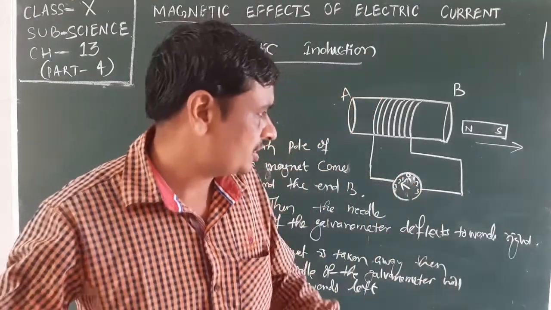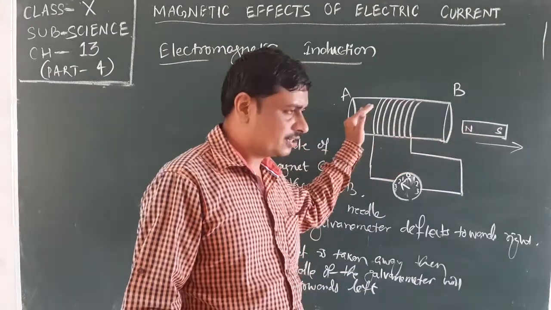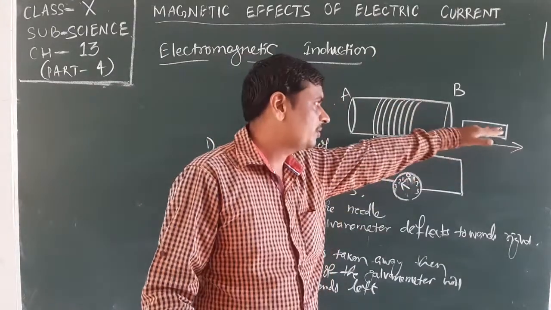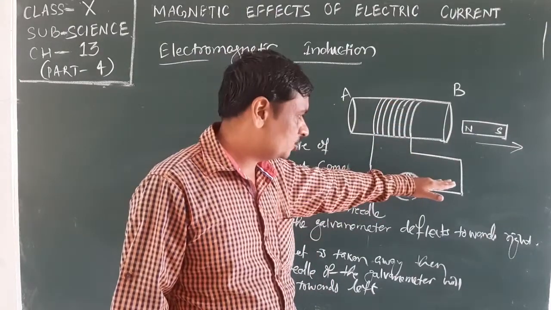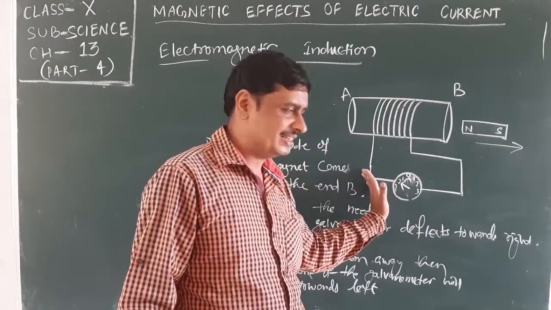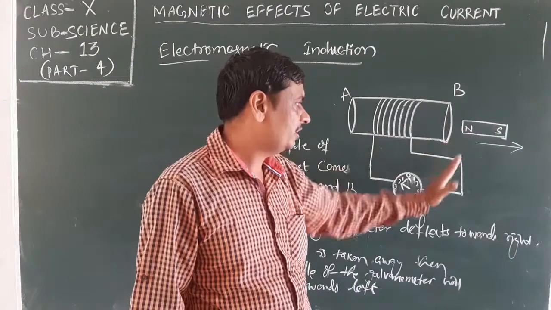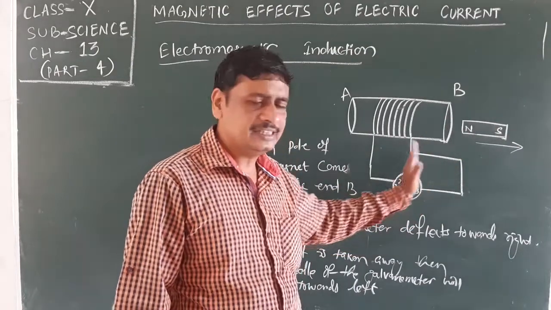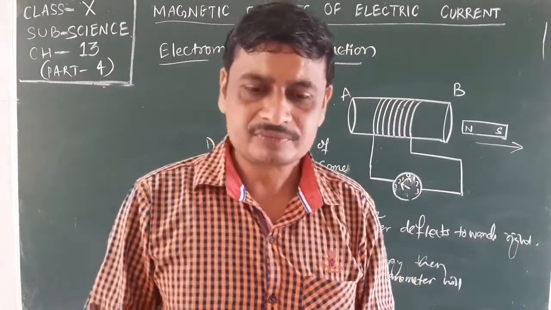First, it is observed when the magnet is taken towards the coil and away from the coil. When it is taken towards the coil, the galvanometer deflects to the right. When it is moved away from the coil, it deflects towards left. When it is kept stationary near the coil, the needle of the galvanometer remains at 0.